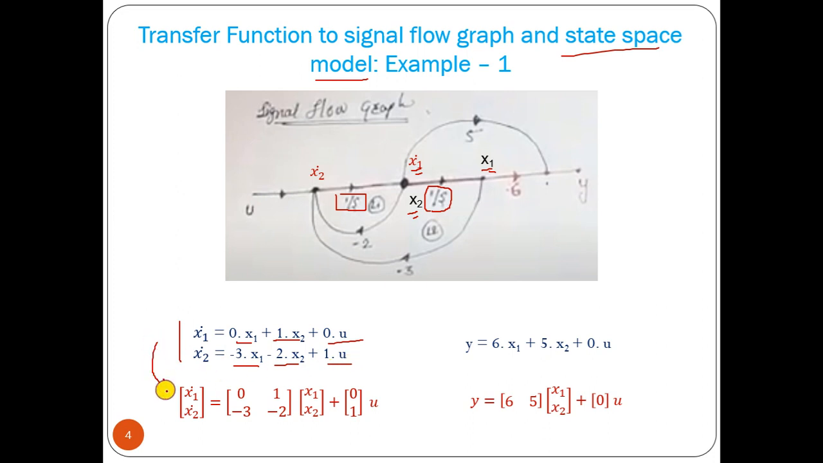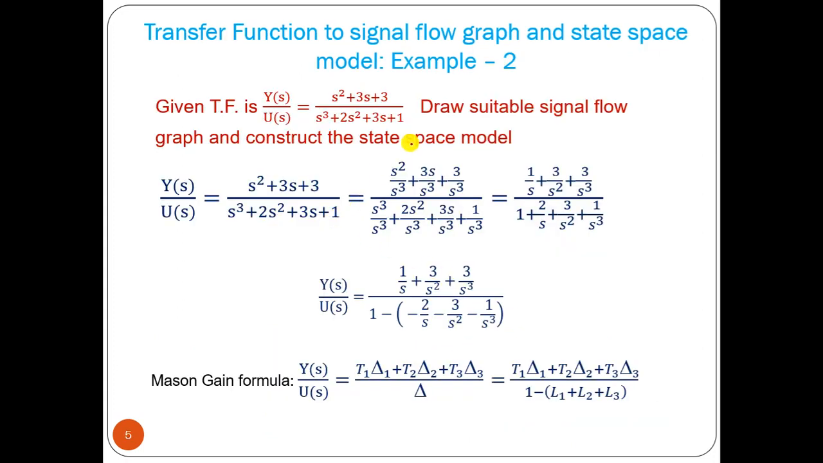From that we can write that in matrix form. Now output y equal to what? 6x1 plus 5x2, and input is not connected directly to output, so it will be 0u. So you can find its equivalent model using matrix form. So this is one example. We can take another example.